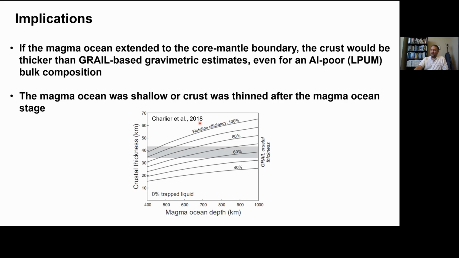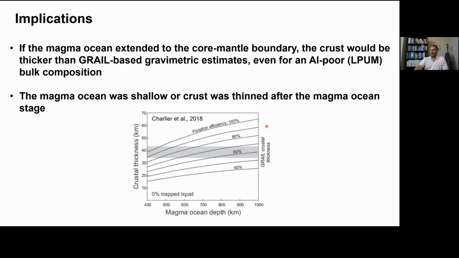Now, relating this to the crustal thickness is interesting. Charlier investigated the thickness of the lunar crust as a function of magma ocean depth for different plagioclase flotation efficiencies. And the case that I just mentioned was 75%, say, as a minimum flotation efficiency. So a case relevant to this line here.